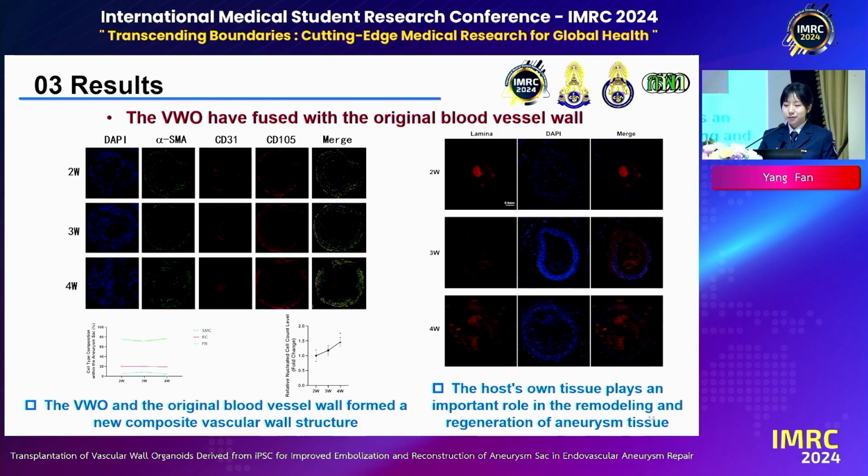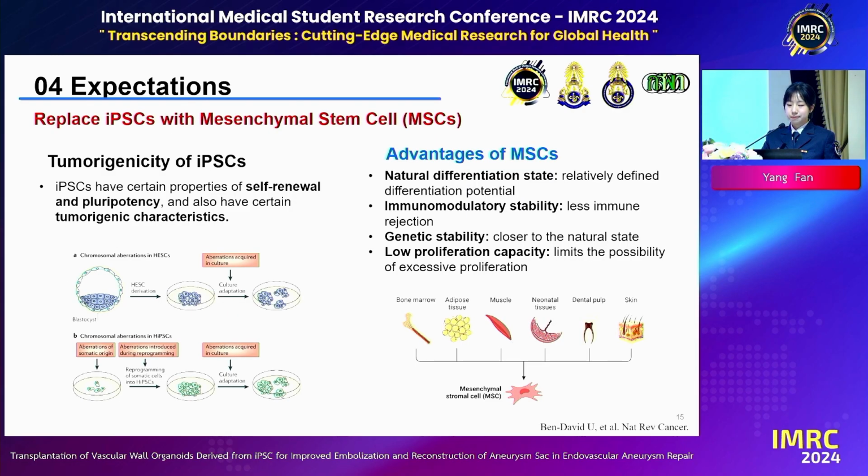Immunofluorescence confirmed the fusion of VWO with the artery wall, forming a new campsite structure. In addition to the gradual increase of the nucleus, we found that the transplanted cells primarily occupied the aneurysm center, while the host cells formed the periphery.